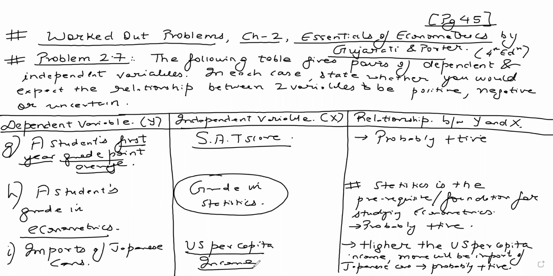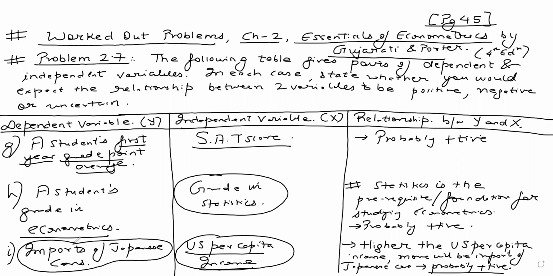If the US per capita income goes up, that means if the US economy is becoming richer, it's going to spend money on importing more good quality Japanese cars. So we would expect the relationship between the US per capita income and the import of Japanese cars to be probably positive. So with this, our problem 2.7 is over.